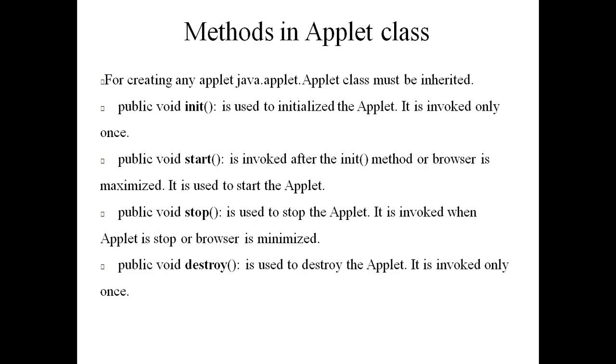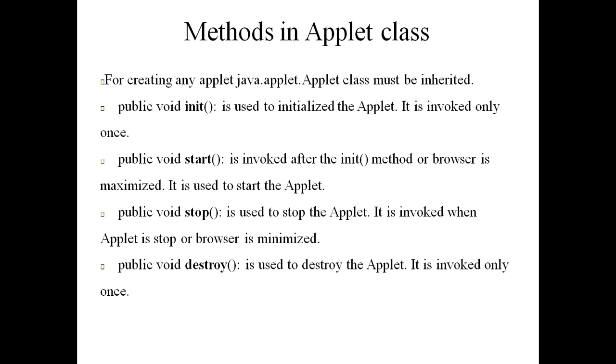What are the 4 methods present in the applet class which is used in the life cycle of an applet? There are 4 methods present in the applet class which belongs to the java.applet package. The methods are the init method, start method, stop and destroy method. The init method is called when an applet begins its execution. Init is the first method that is called, which is used to initialize the applet. And this method is called only once during the lifetime of an applet.